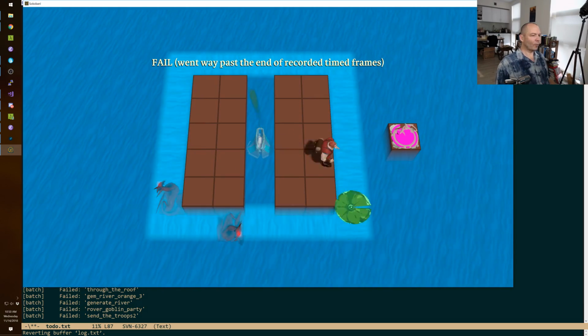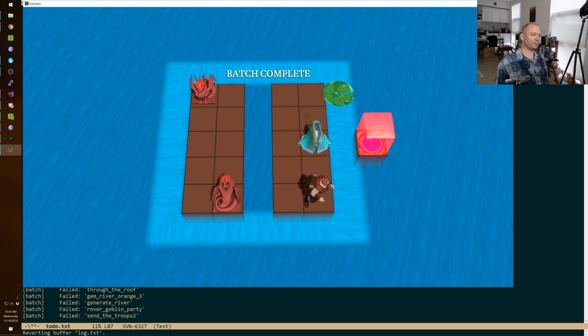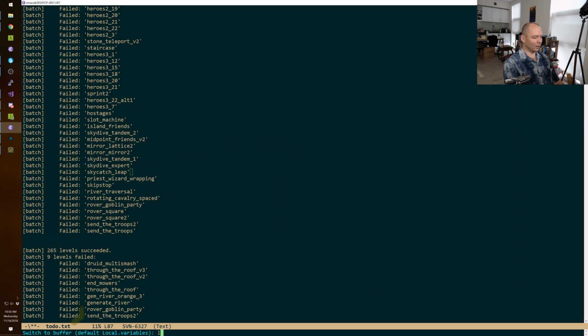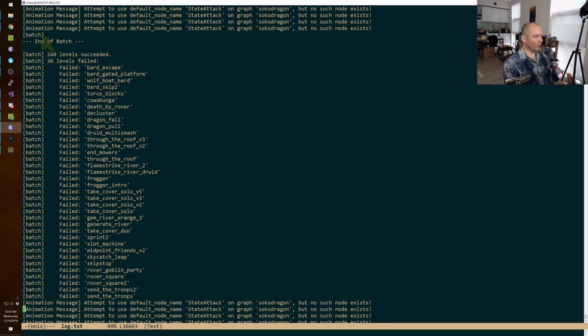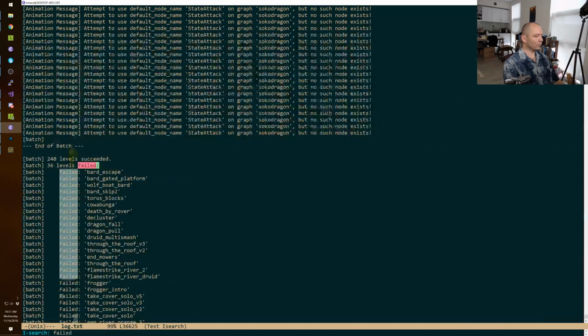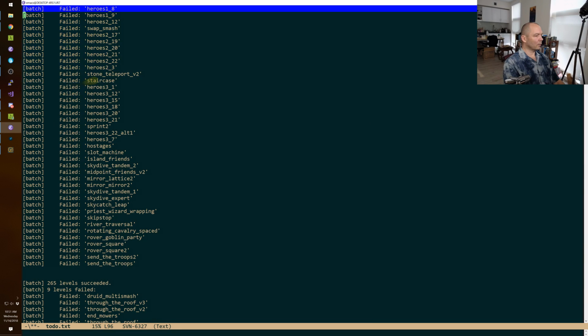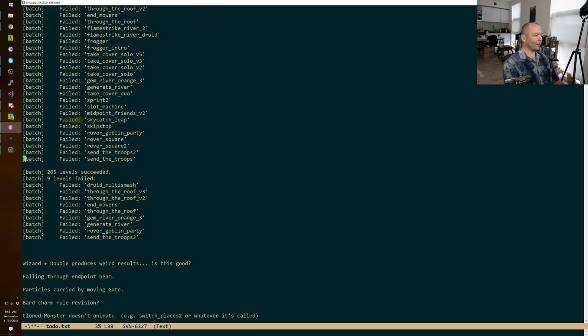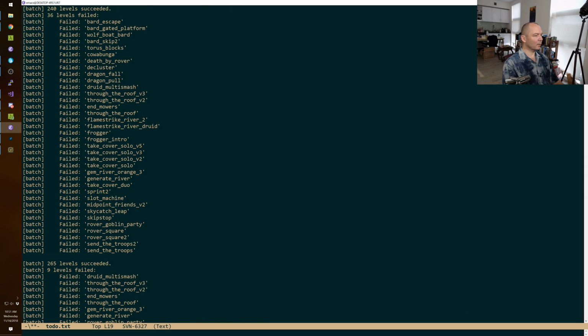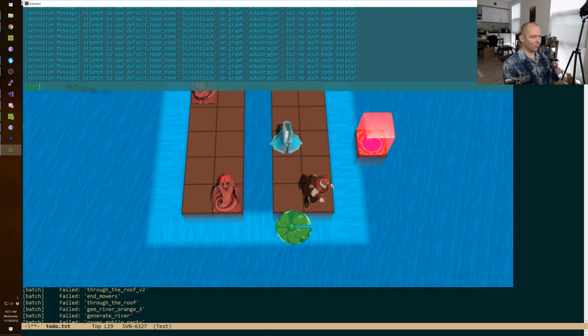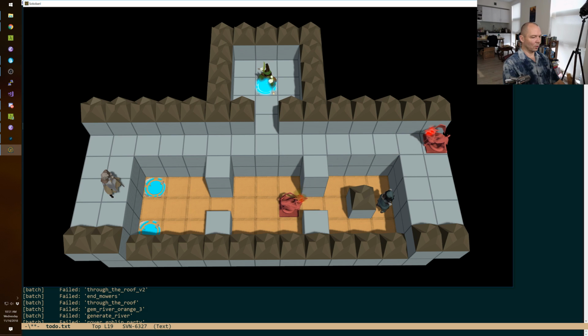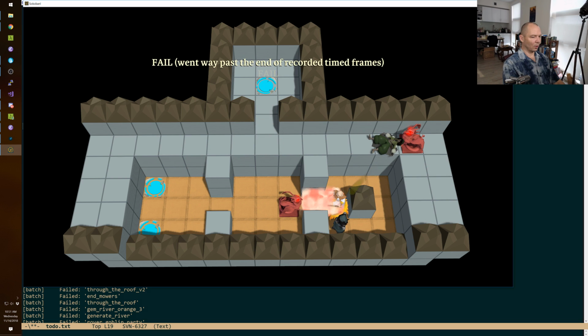Oh no. We're failing all these timed rover levels still. All right, how many fails have we got? Only 36 now, so that's better. That's still more than the 9 that we wanted, but let's see. This one fails. This is one of my levels. Interesting.